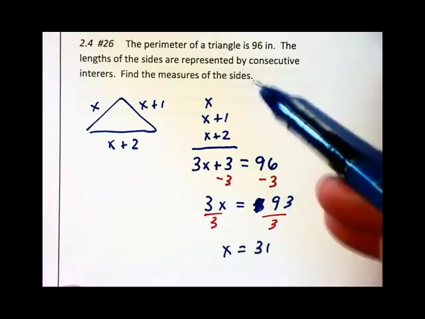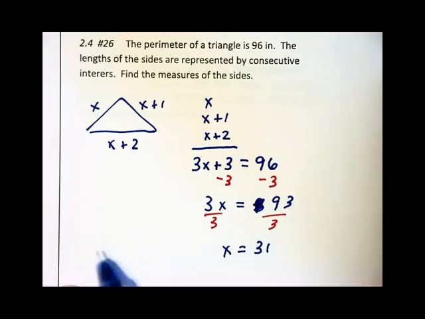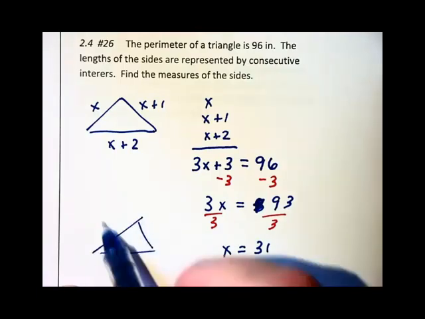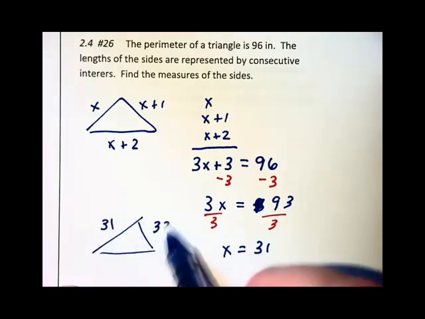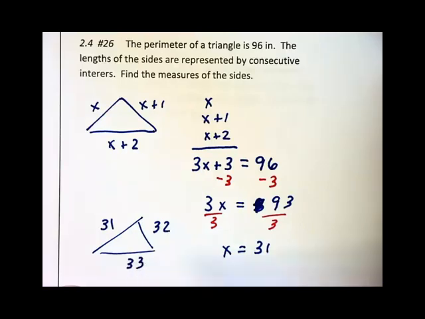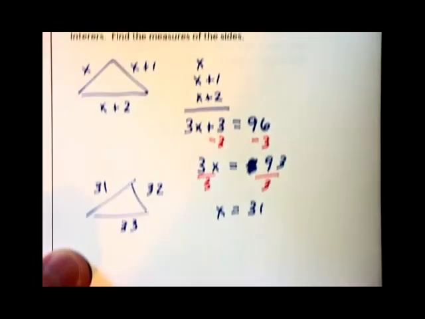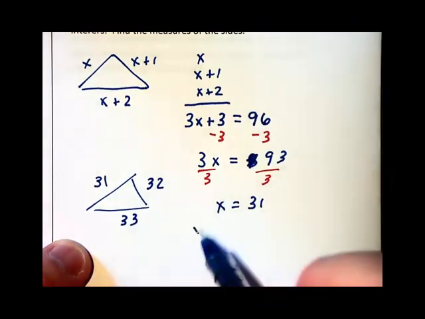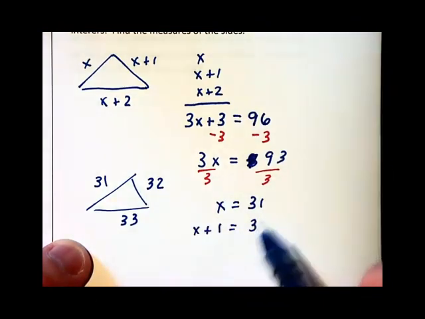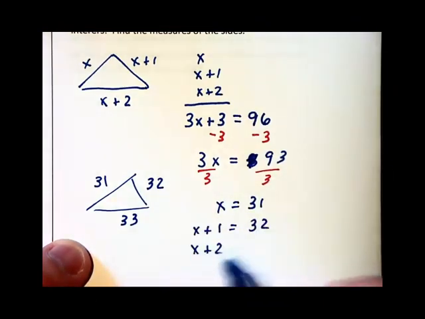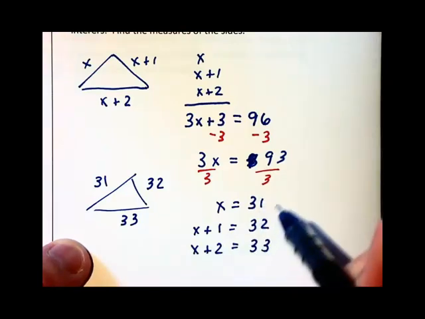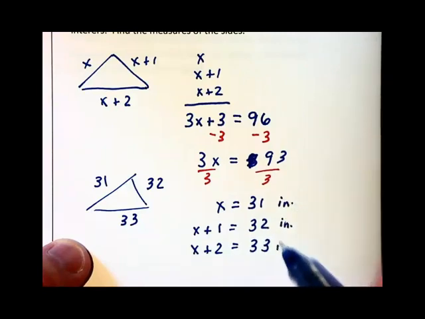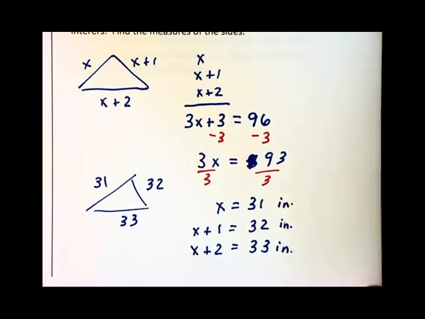Now find the measure of the sides. My three sides are going to be, not drawn very well, 31, 32, and 33. If you wanted to write them out algebraically and said the x plus 1 is equal to 32 that way, and x plus 2 is equal to 33 like that, you're more than welcome to. And technically, I guess I should write the word inches after each of these, putting the unit into each of my solutions.